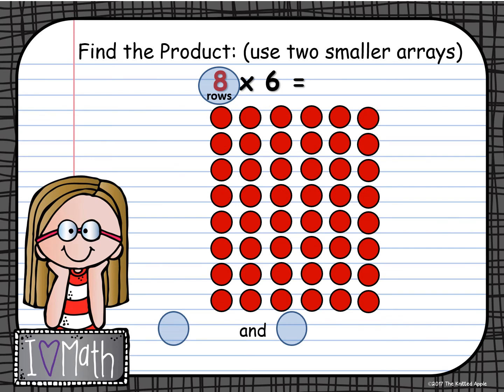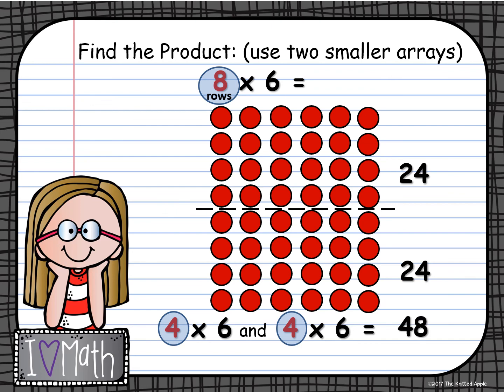Let's practice again. We have 8 rows now with 6 in each row. We're going to break up the 8 rows, as you notice, it's circled here. And there are many different ways that we could break this up, but I want to start off with, let's do 4 rows and 4 rows. That means that the first factor in each one of our smaller arrays is going to be 4 times 6, which is 24. And the second array is going to be 4 times 6, and that's also going to equal 24. And when I put that 24 and 24 together, 20 and 20 is 40, and 4 and 4 is 8, and together they make 48. So our product is 48.